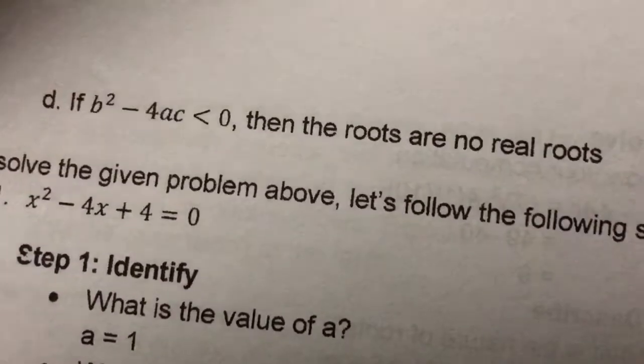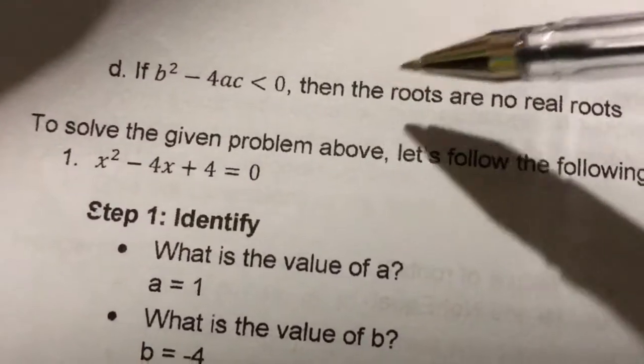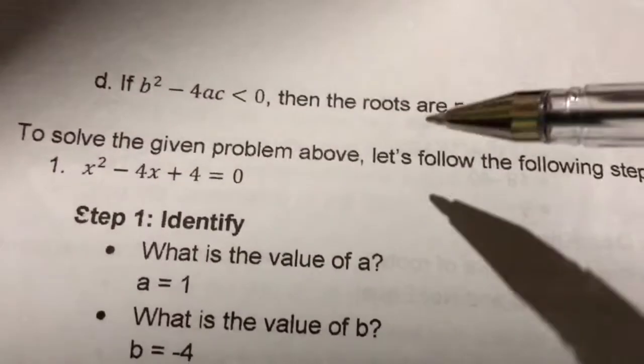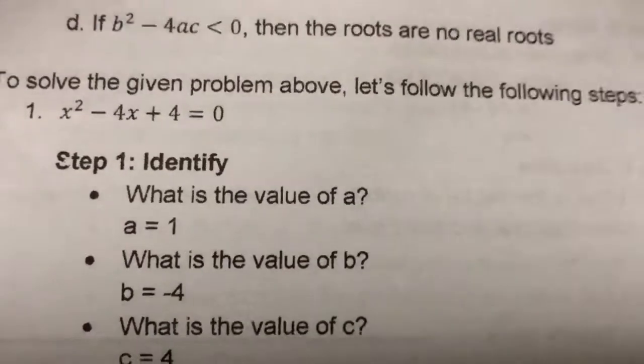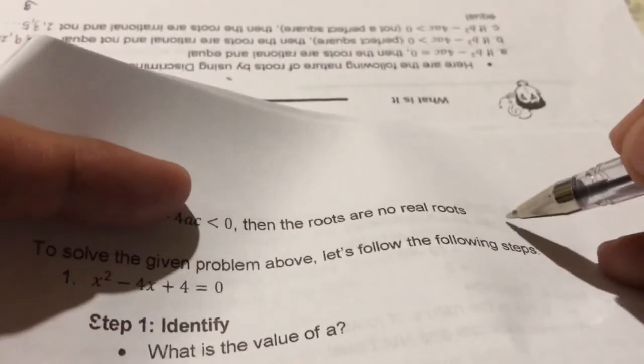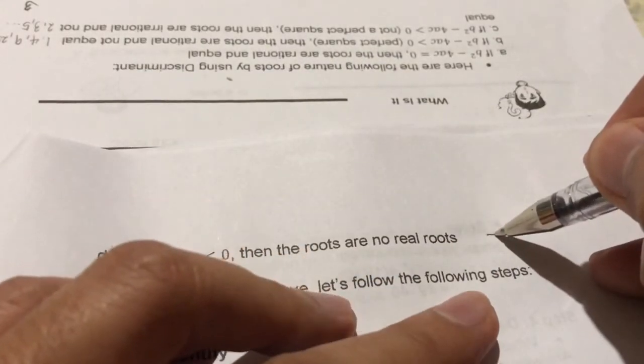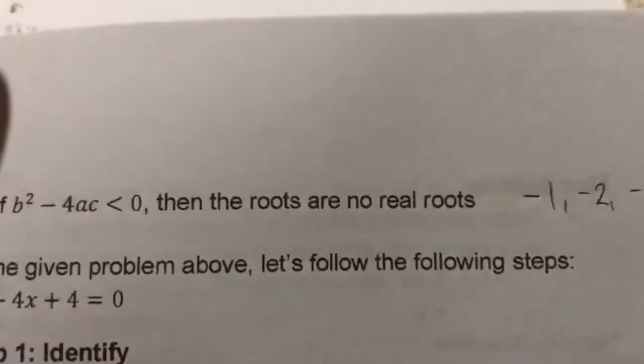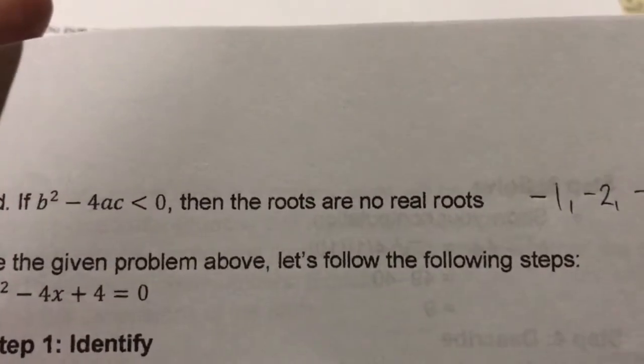And the last one is if b squared minus 4ac is less than 0, then the roots are no real roots. Ibig sabihin nun ng less than 0, yun yung mga mas mababa pa sa 0. So, ibig sabihin nun, all numbers na negative. Negative 1, negative 2, negative 3, so on and so forth. Basta negative siya, automatic, it is less than 0.